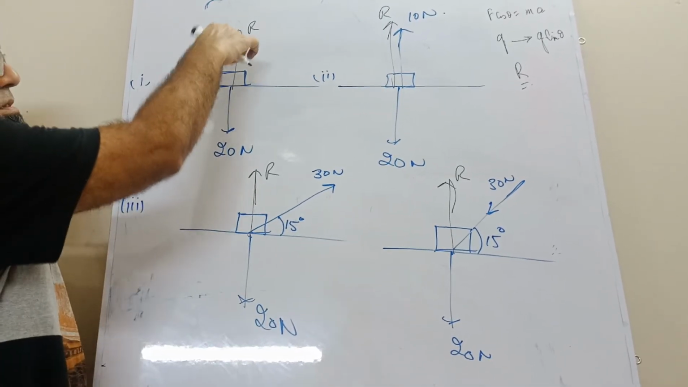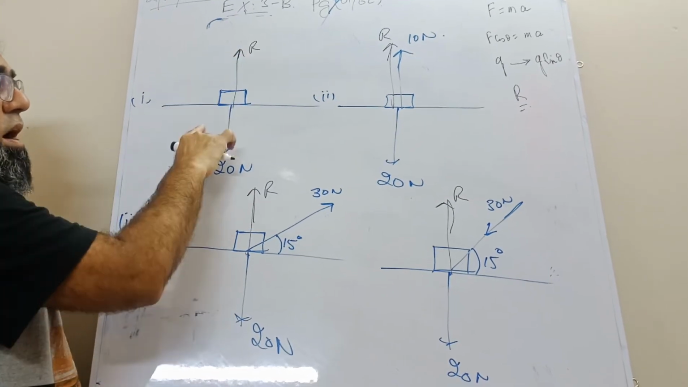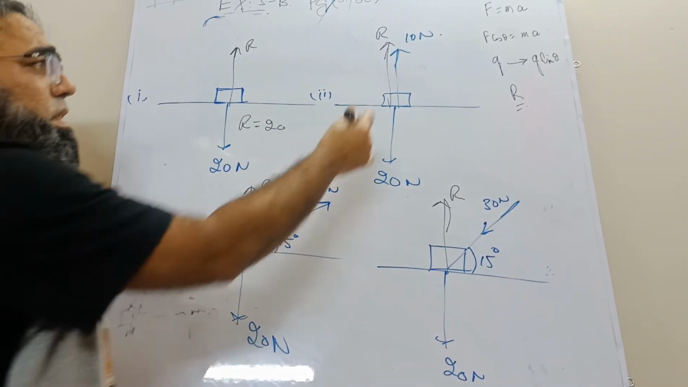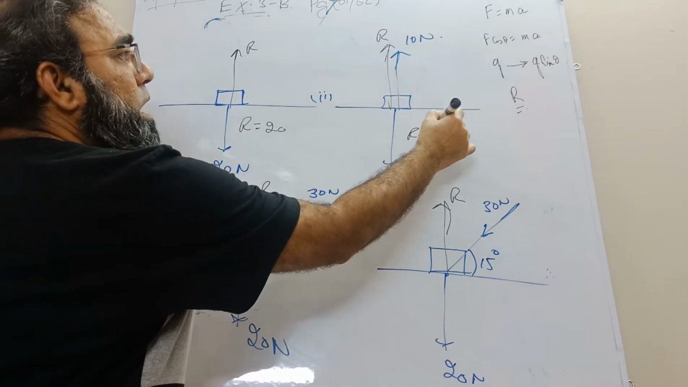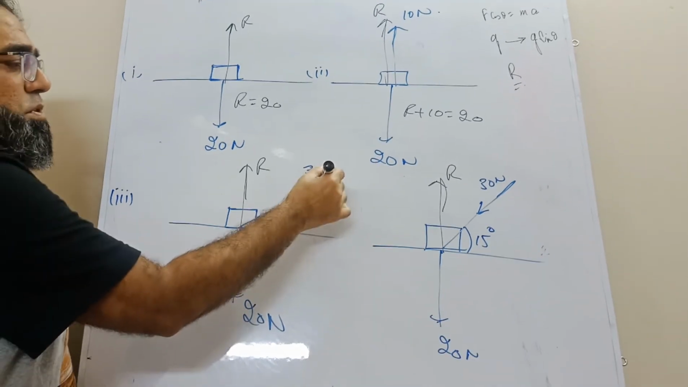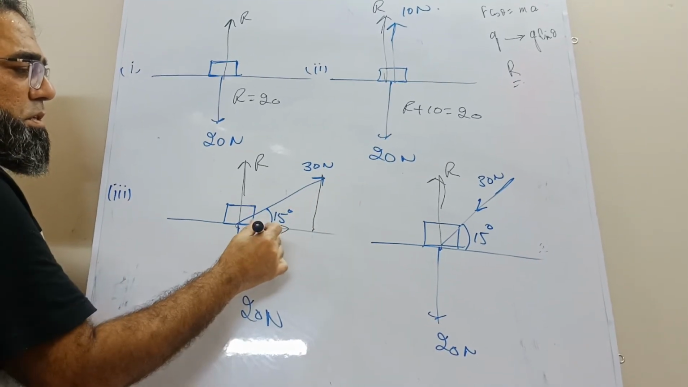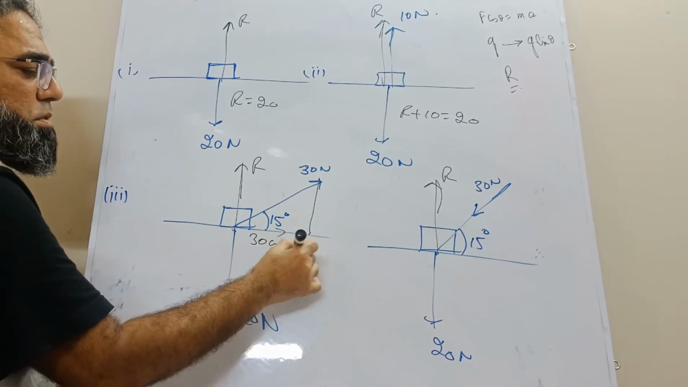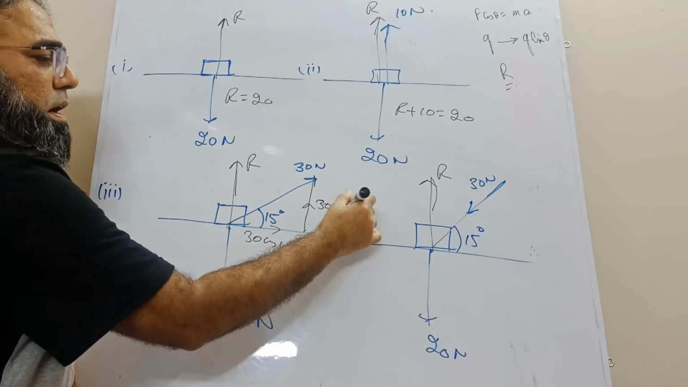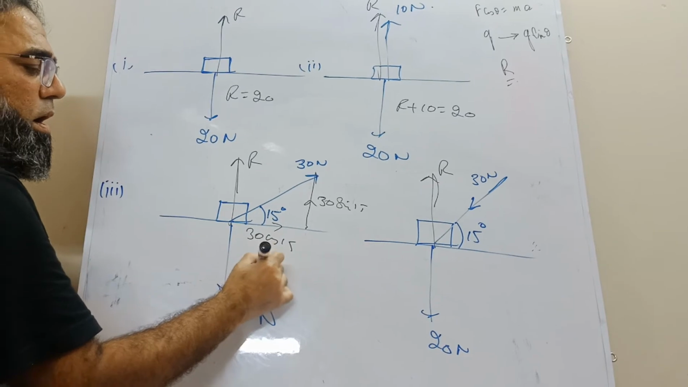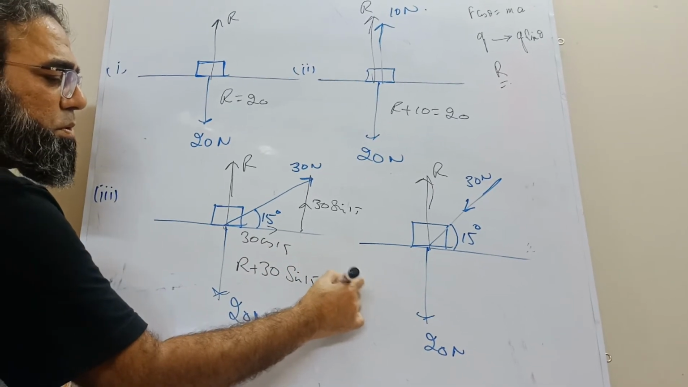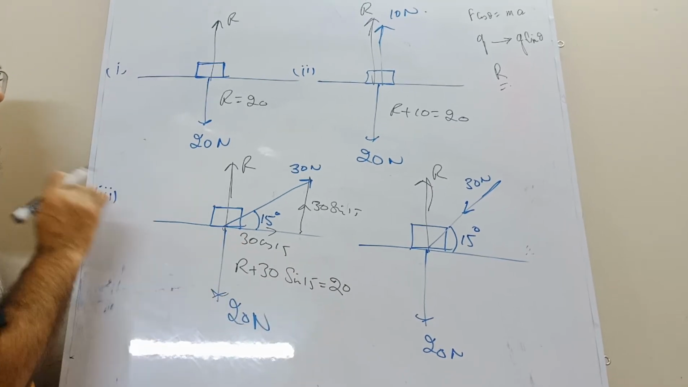In this case, this is the only force, R, over here, so R is going to be 20. In this case, it is R plus 10 equal to 20, so your R will be 10. In this case, we'll have to resolve this. So this is going to be 30 cos 15, and this is going to be 30 sin 15. So your R plus 30 sin 15 will be equal to 20. That is how you will find this R.